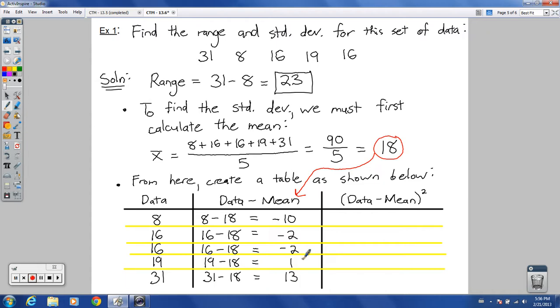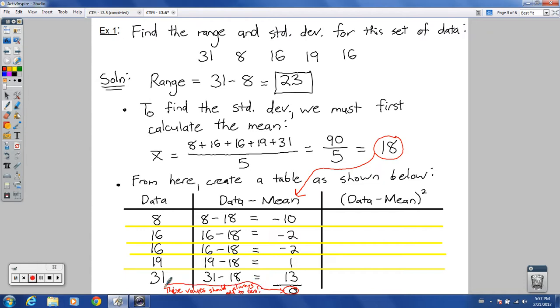Now before you move on to this part, I highly recommend that you do this right here. I want you to add these up and see what you get. So negative 10, negative 2, negative 2, that's negative 14. And then 1 and 13 would be positive 14. And like it should, it adds up to 0. So let's make a little notation about this. I want you to write this off to the side. I'm kind of crunched for space here, so I'm going to write this a little small. But these values should always add to 0.